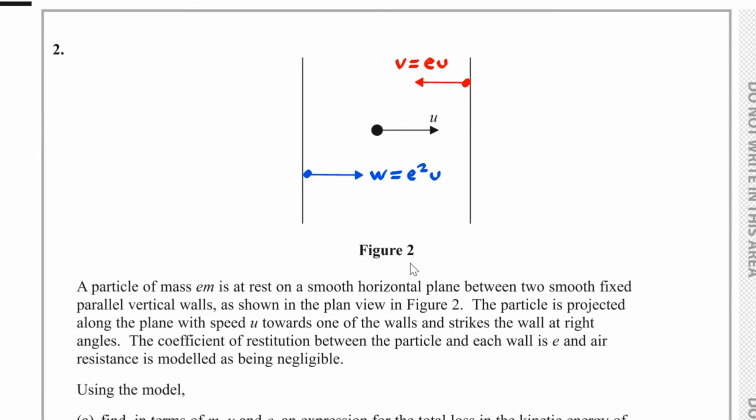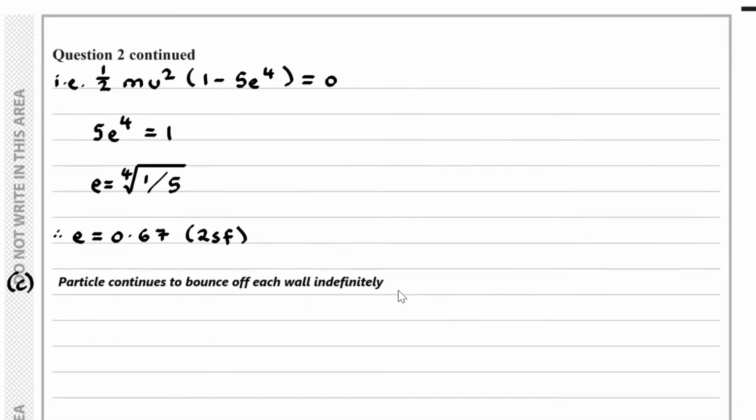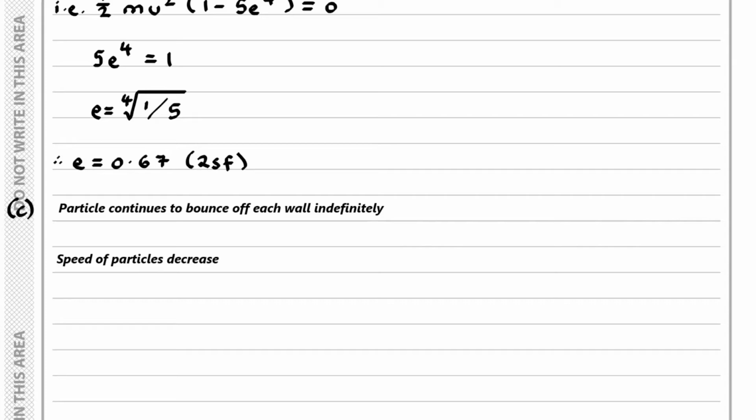So for higher powers, the speed would be decreasing, and so we can say then the speed of the particle decreases, and that's because E is in between 0 and 1.